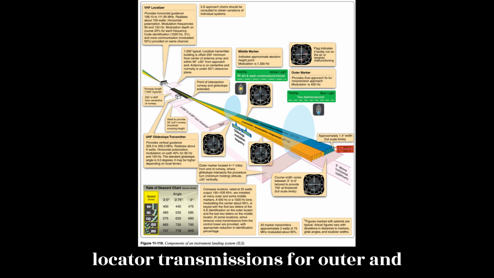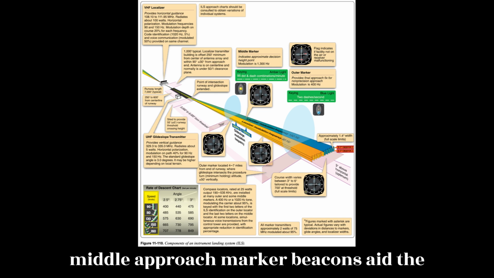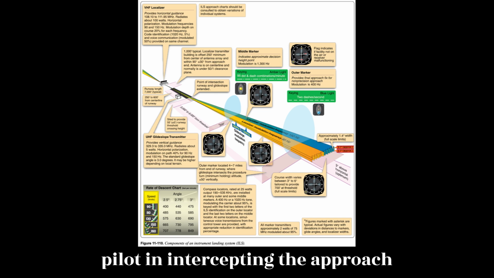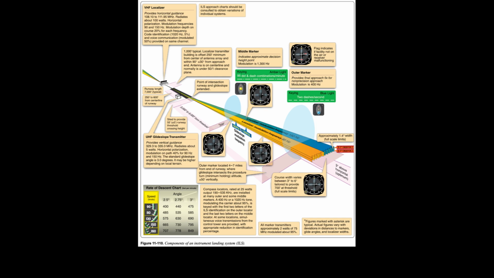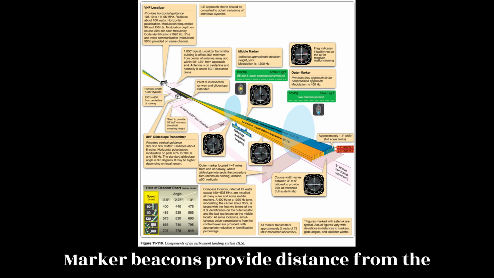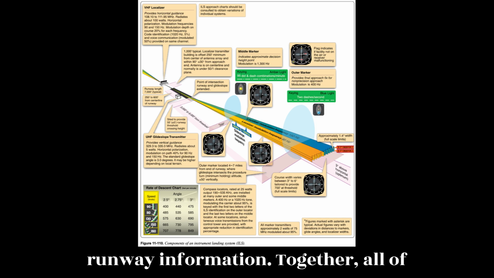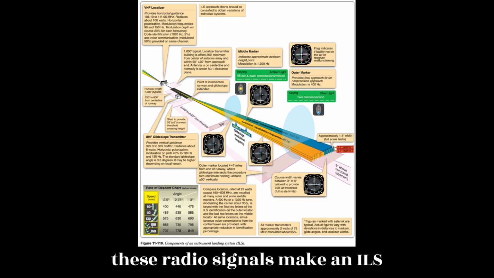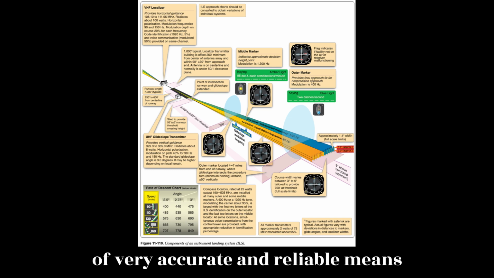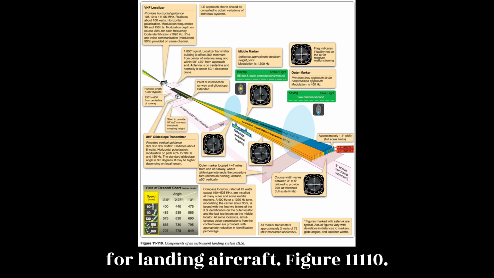Compass locator transmissions for outer and middle approach marker beacons aid the pilot in intercepting the approach navigational aid system. Marker beacons provide distance from the runway information. Together, all of these radio signals make an ILS a very accurate and reliable means for landing aircraft. Figure 11-110.